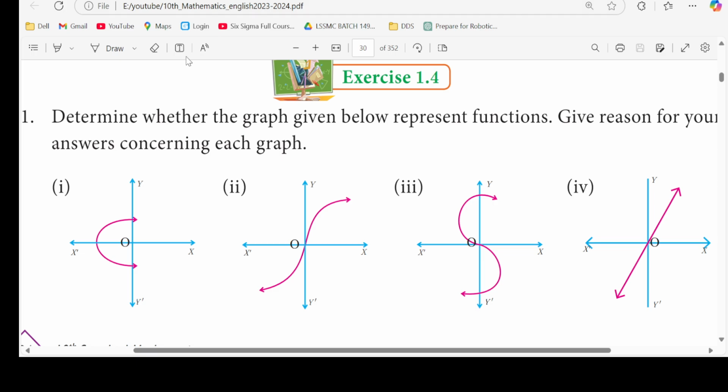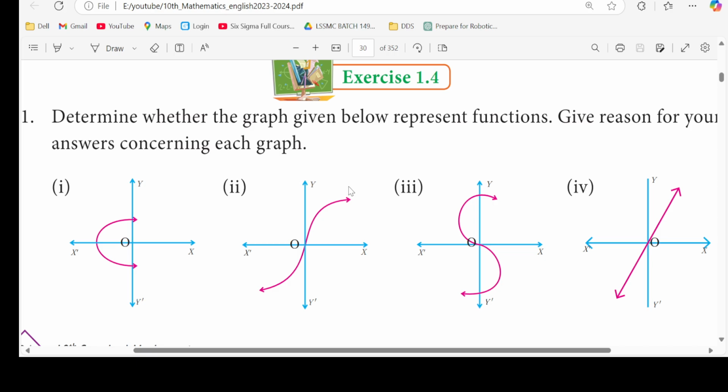Now we can see this question. That is, determine whether the graphs given below represent functions. Give reason for your answers concerning each graph. This problem is the same as my previous problem, that is example 1.10. I have uploaded it in my previous video. The video link is in the description box. Check it out.